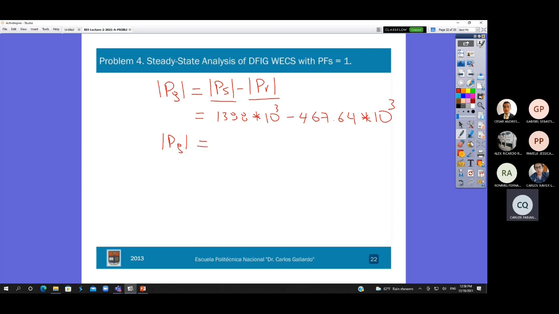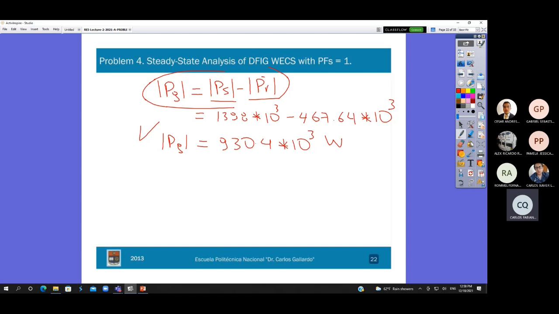So this is the net power delivered to the grid, equal to 930.4 times 10 to the power of 3 watts, because of the mode of operation. In this case, I have a subsynchronous mode of operation. So that is the way to compute the grid power.